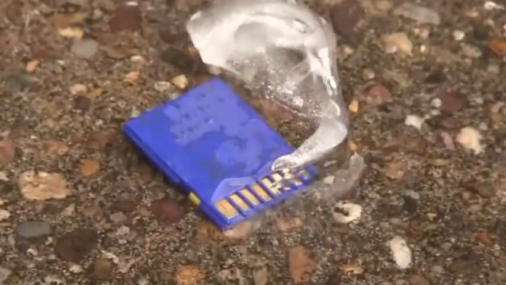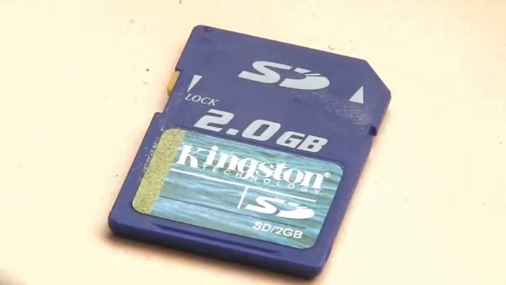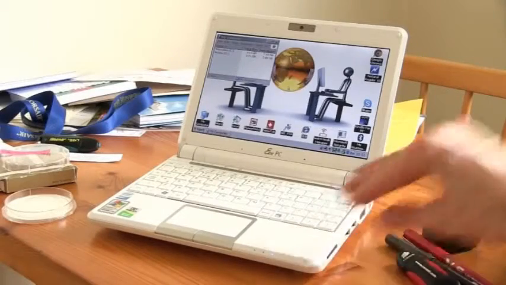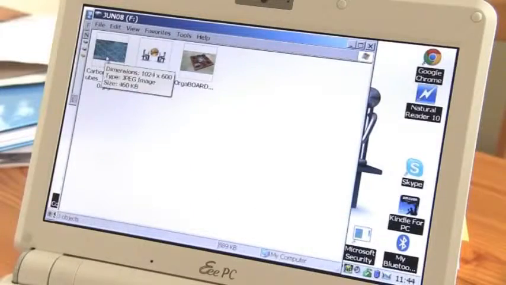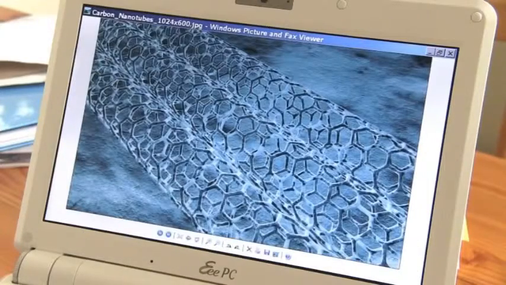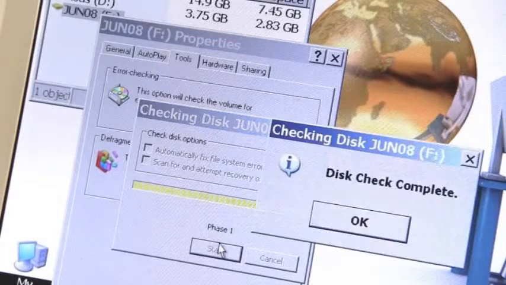As you can see, the card survived physically intact, so I left it to dry out before inserting it into my netbook. It then mounted perfectly happily, with the pictures I'd previously stored loading perfectly. For good measure, I also ran a disk check, which reported no problems.